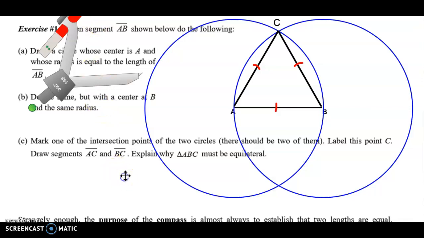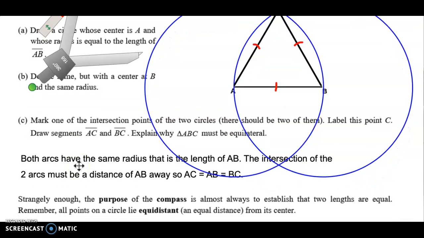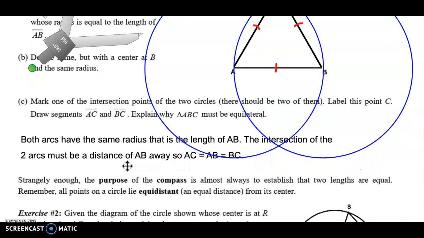All right, so they wanted a little explanation. Both arcs that we drew, or circles, I don't have to draw the complete circle. I just need to draw the arcs where they're intersecting, but I did do the complete circle here. Both arcs have the same radius, that is the length of AB, and the intersection of the two arcs must be a distance of AB away. So AC is equal to AB is equal to BC.